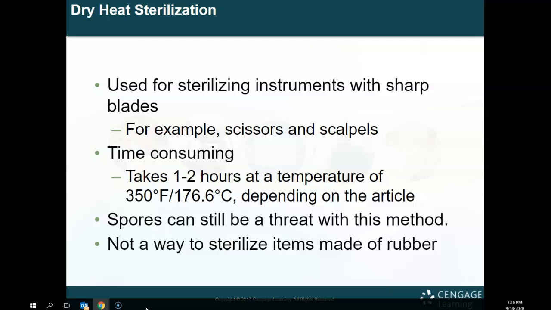Spores can still be a threat with this method because some spores can live in really high heat, okay? That's why ultimately the steam and pressure method is more effective, but for sterilizing instruments with sharp blades, this is the best route. It's not a way to sterilize items made of rubber because rubber does melt at a certain temperature. And these dry heat sterilization machines get up to 350 degrees for an hour to 2 hours.